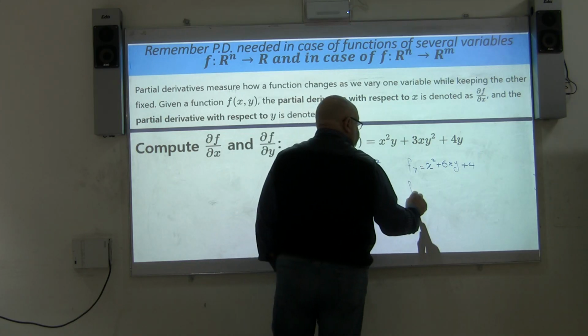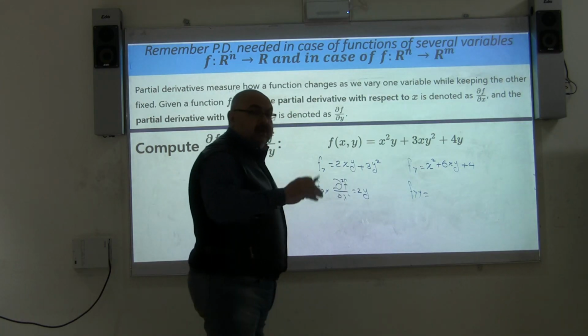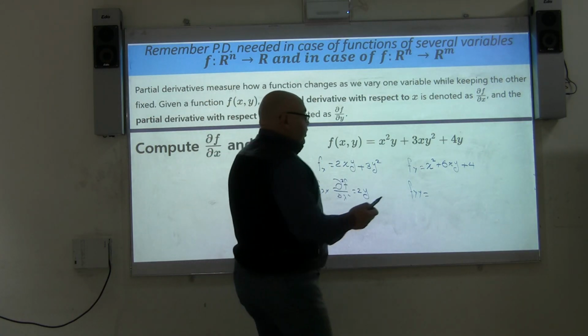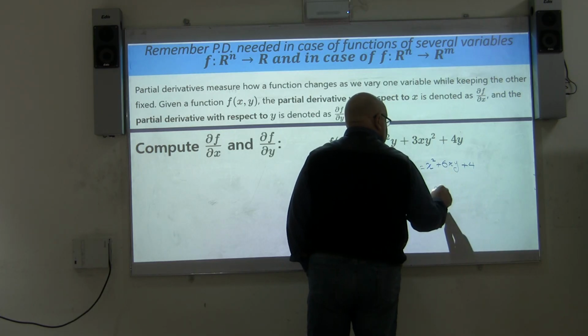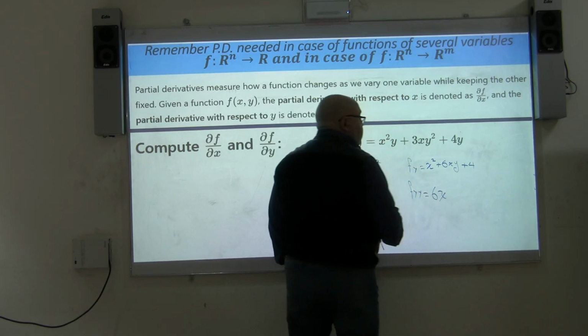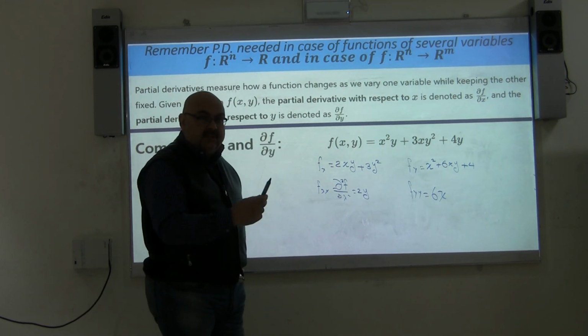Okay, let's get f sub y sub y, which means you will differentiate this function 2 times, but with respect to y. So this guy is going to be 0, and that guy is going to be 0. But this part will deliver 6x for you, because the derivative of y is equal to 1 times 6x.